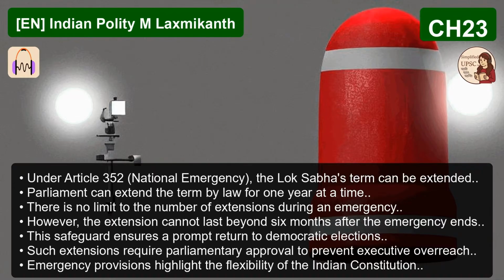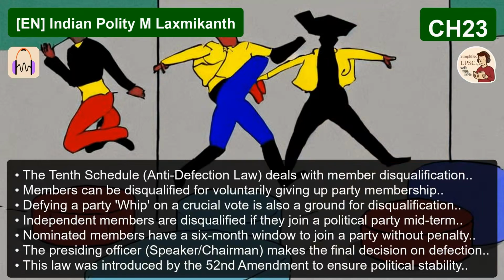What about its current strength? Currently, the strength is 245 members, 225 from states, 8 from union territories, and those 12 nominated members. And if you need to know the specific allocation of seats for each state? Then you go to the 4th schedule of the Constitution. That's where it's all detailed. If you want to know how many seats Uttar Pradesh has, you check the 4th schedule.